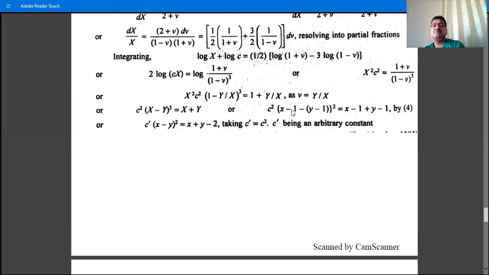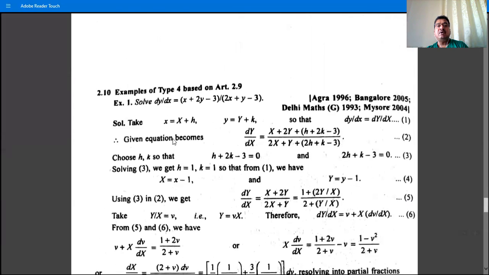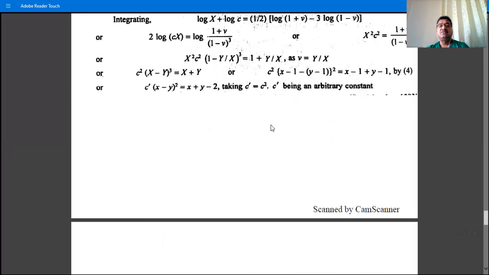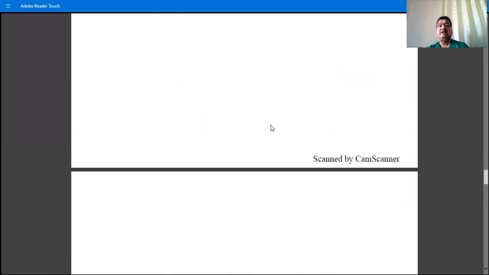And then substitute this capital X as small x minus 1 and capital Y as small y minus 1. And we have this step. So after simplification, we have c dash x minus y bracket square plus x plus y minus 2 as the final answer. Okay, c dash as new constant, c square as c dash. So if the ratios are not equal, then we have to apply the procedure, substitute small x as capital X plus h. So these are the examples of the type.